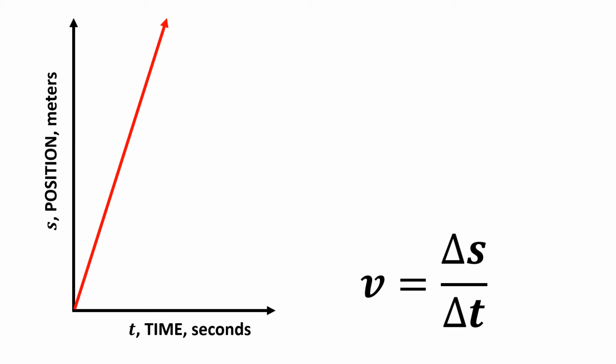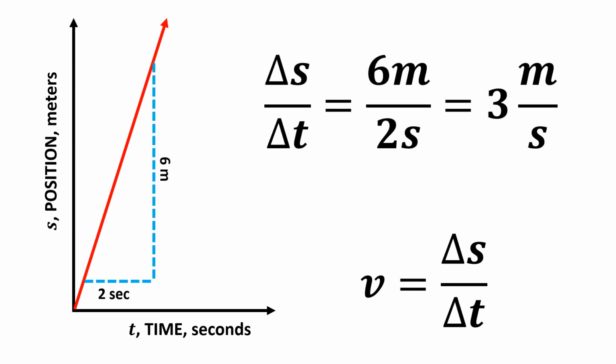Therefore, an object's velocity is the rate of change of its position. If delta s equals 6 meters and delta t equals 2 seconds, then the object's position is changing at the rate of 6 meters per 2 seconds, or 3 meters per second.